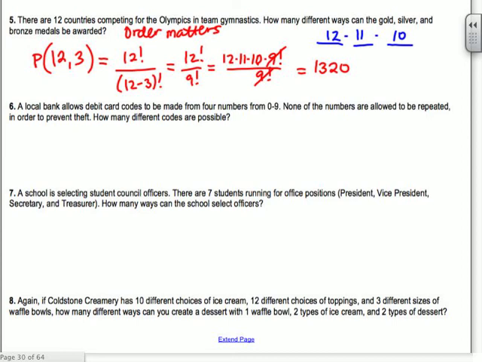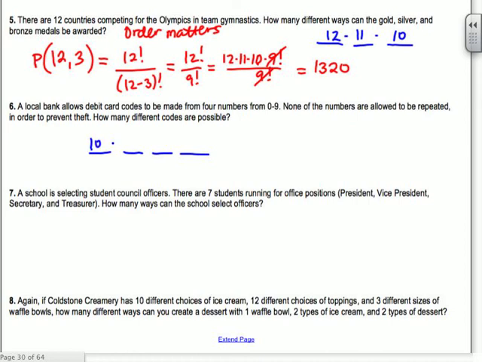All right, number 6. So a local bank allows debit card codes to be made from the numbers 0 through 9. None of the numbers are allowed to be repeated in order to prevent theft. How many different codes are possible? So they don't want you to have like 4444. Oh, that's a really hard code. Pretty sure someone could guess that one. All right, so they don't let you repeat them. I think they let you repeat a couple. I'm not sure. So you have 4 numbers, 0 through 9.